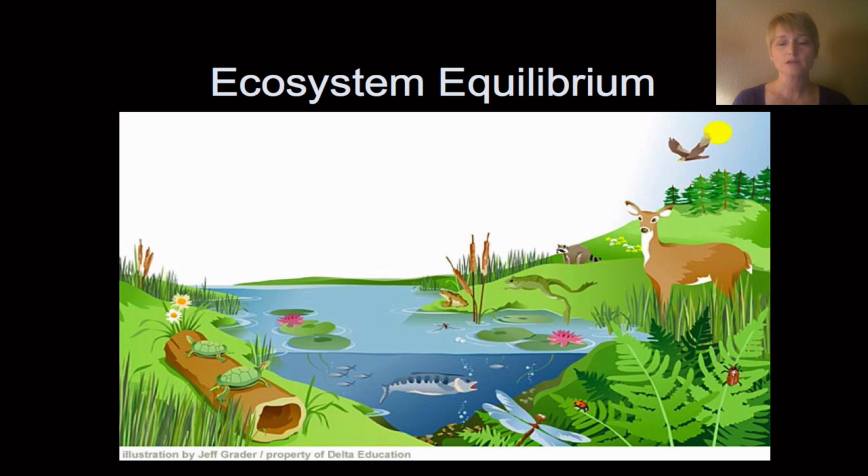Another thing that puts ecosystems out of balance is environmental effects that are natural, like a lightning strike that would cause a fire, or an earthquake, things like that can happen. But soon after these events, ecosystems really do work towards an equilibrium. They'll work towards getting back to a balance. And in the next section, we're going to talk about the human impact on the environment.